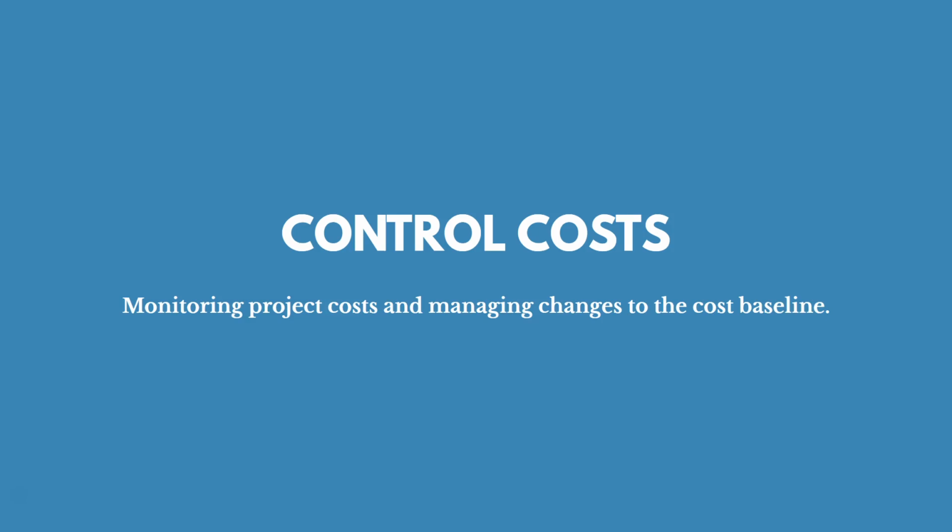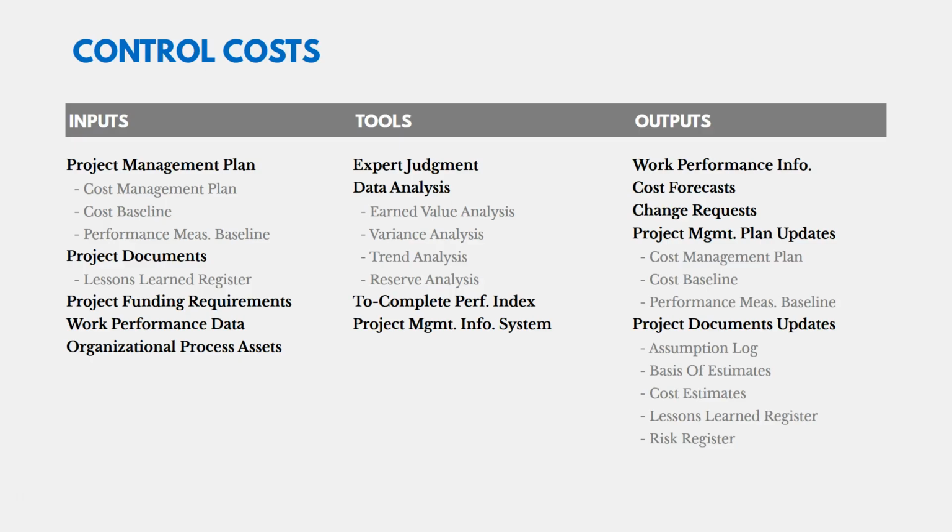Now let's look at the control cost process. So we're monitoring project costs and managing changes to the cost baseline. So here's our list of ITTOs. We're going to have our project management plan coming in because that's going to tell us what our baseline was and what we're starting with. And then our cost management plan is also going to tell us how we control costs, so that's going to be important. And so we take that cost baseline, the plan, and we compare that to what actually happened.